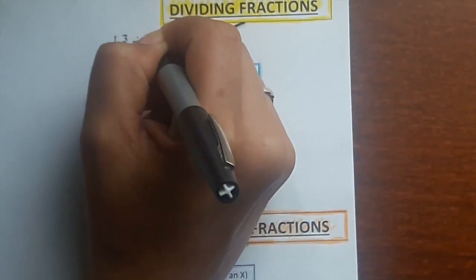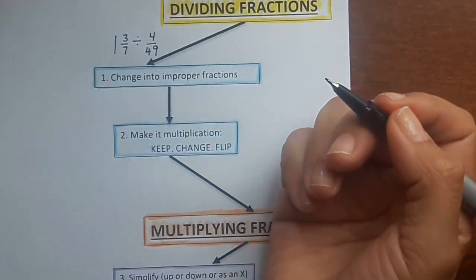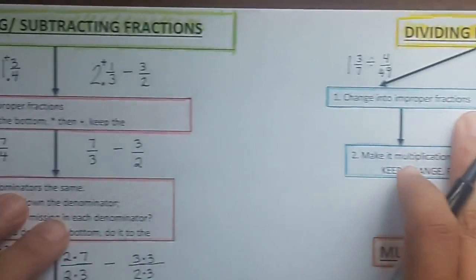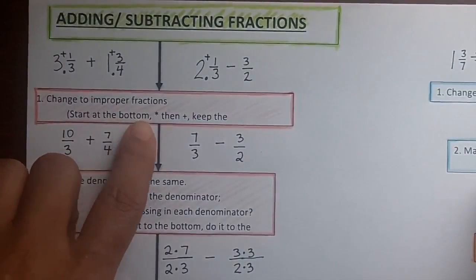So let's take a look at dividing fractions. As always, change it into improper fractions. You multiply and add and keep the denominator.